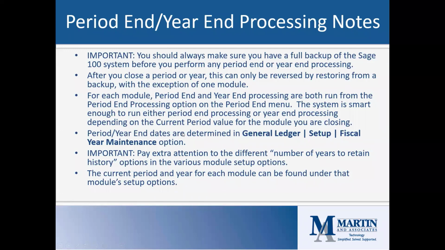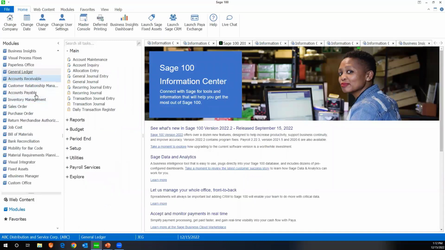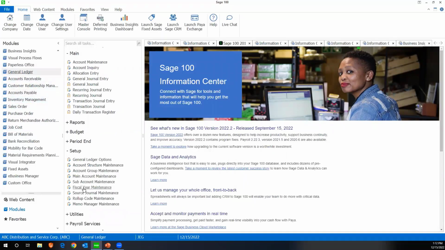Your period end dates are determined out in the general ledger module, underneath the setup menu, underneath fiscal year maintenance. Okay. So it says here also pay extra attention to the different number of years to retain. Well, okay, we'll jump back to that in a minute. Let's look at what I'm talking about here. So general ledger, setup menu, fiscal year maintenance.